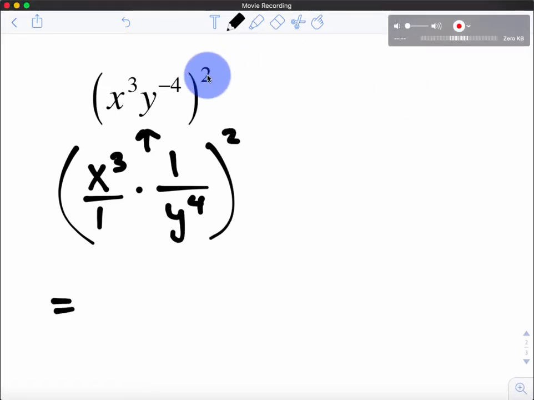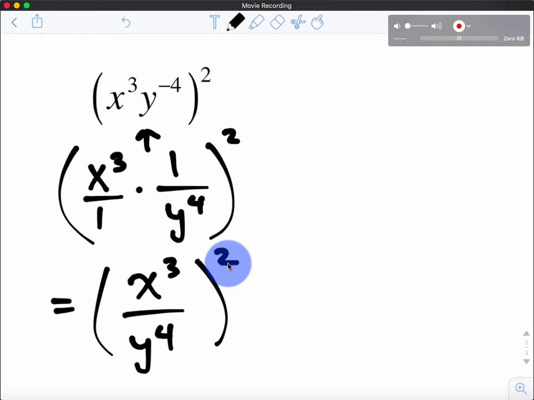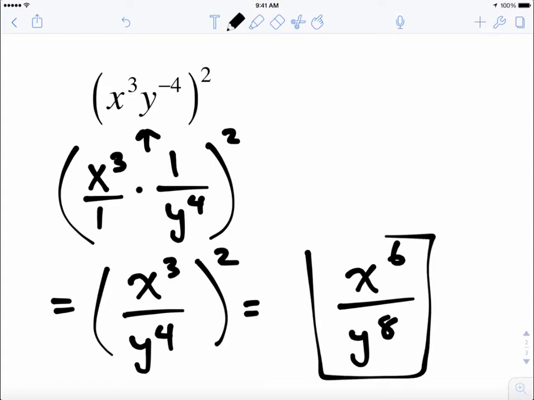I'm going to go ahead and kind of clean this up a little bit. Just multiply these two fractions together. We get x to the third over y to the fourth. And then we are going to take this fraction, raise it to the second power. I'm feeling good, no problem at all. We're going to end up with x to the sixth power over y to the eighth power. And I hope that you know why.